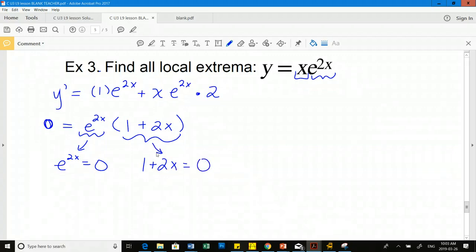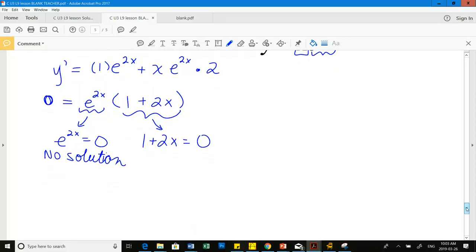So is e to the 2x ever going to give us 0? This one actually, again, has no solution. There is an asymptote right along the line for this function at y equals 0. So it's not crossing that line. Okay? This guy, I think this will definitely give us 0 over here. I'm just going to isolate for x here, and you'll end up with negative 1 over 2. So where x is negative a half.